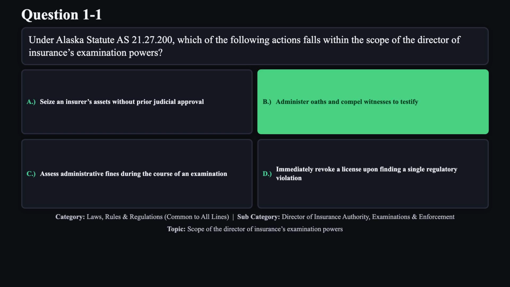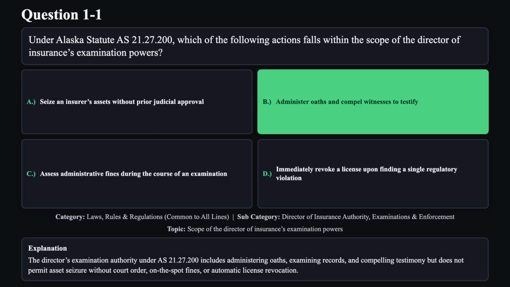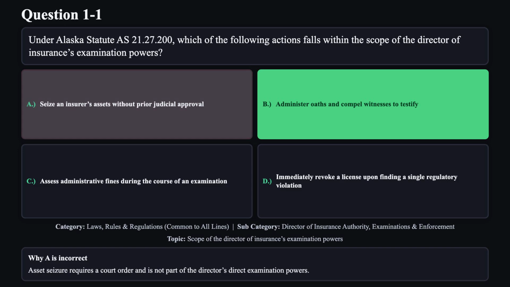The correct answer is B. The Director's examination authority under AS 21.27.200 includes administering oaths, examining records, and compelling testimony, but does not permit asset seizure without court order, on-the-spot fines, or automatic license revocation. Reason A is not correct.